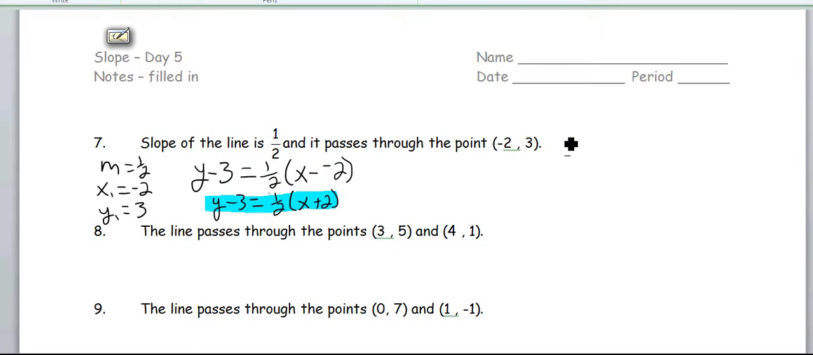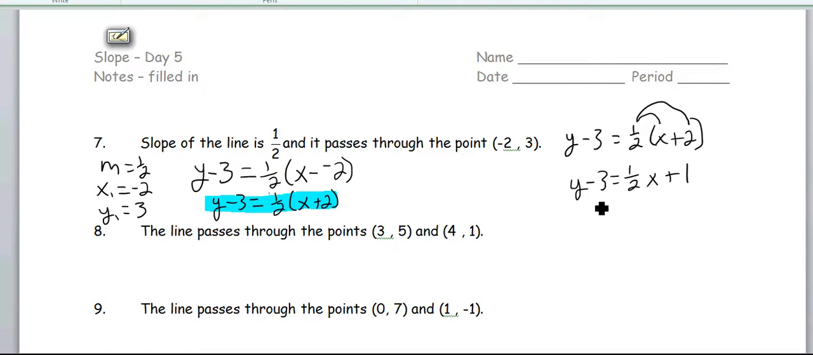Now I can write it over here. Y minus 3 equals 1/2 x plus 2. I'm going to simplify this. 1/2 times x is 1/2 x. 1/2 times 2 is 1. Bring down my y minus 3. Going to add 3 back in to both sides to get rid of it on the side with the y. And I end up with y equals 1/2 x plus 4. Now I have my slope-intercept form.